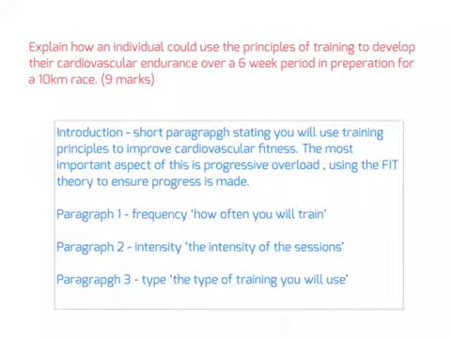Okay, so again, we've got the question: explain how an individual could use the principles of training to develop their cardiovascular endurance over a 6-week period. And this is how I'd go about it. Now, I've always taught you to write 3 paragraphs, but I've also shown you examples where you might at some point want to just bring an introduction into your answer to set the scene.